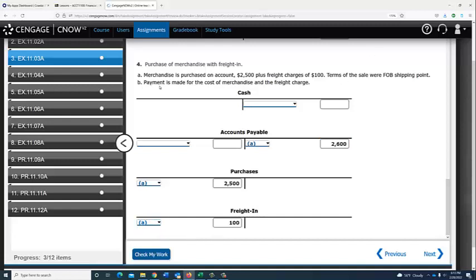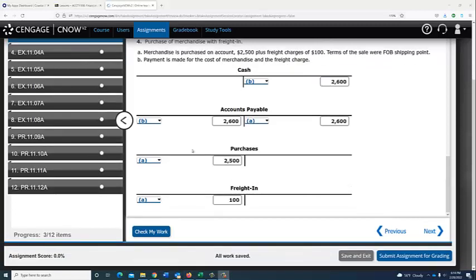Okay, on D, payment is made for the cost of merchandise and the freight charges. So this is just a payment on account where I'm going to debit accounts payable for the amount owed and then credit cash for the amount owed.